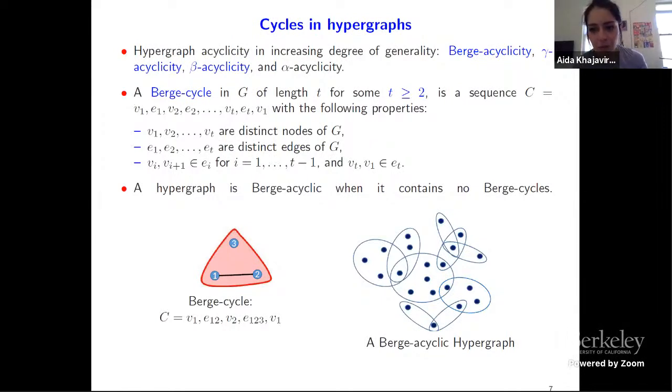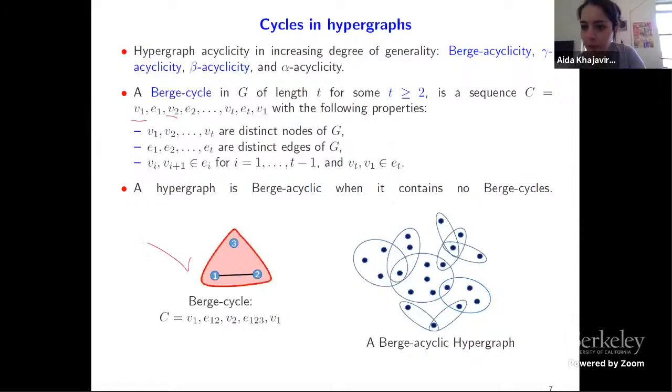So let me just review some of the concepts that are going to be useful for this talk. This is the part that you probably know much more than me, so if you feel like I'm going too slow, just ask me to skip. All right, so what is a Berge cycle? A Berge cycle of length t, where t can be 2 or more, is a sequence of distinct nodes and edges such that each v_i and v_{i+1} is in e_i. Okay, so the first thing you see is that you can have a Berge cycle of length 2.